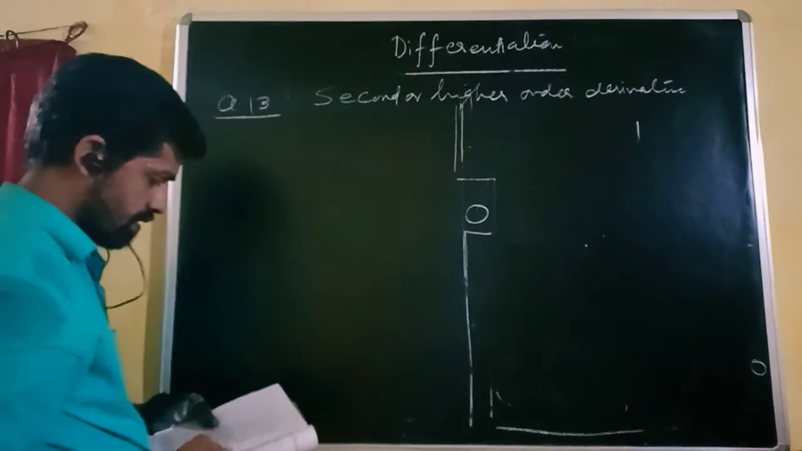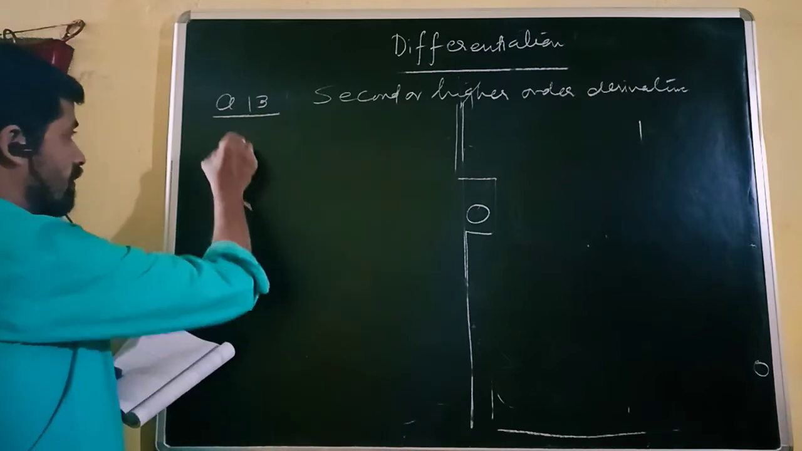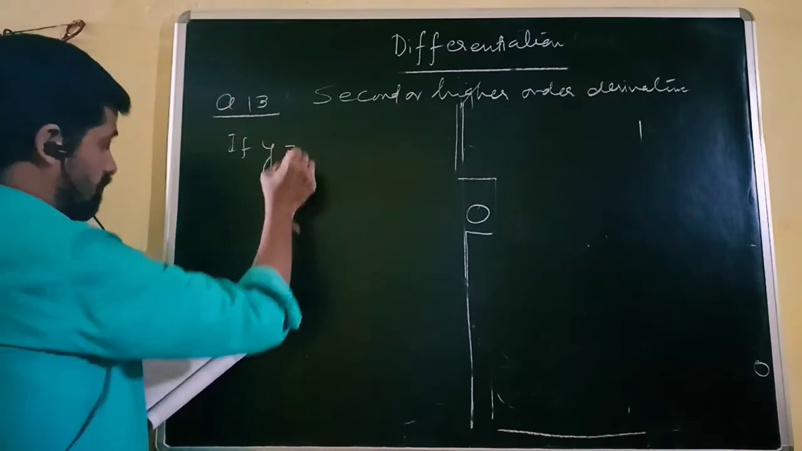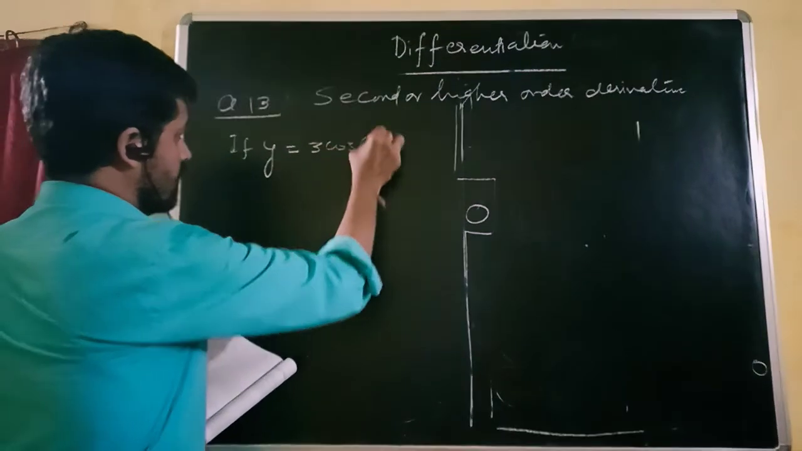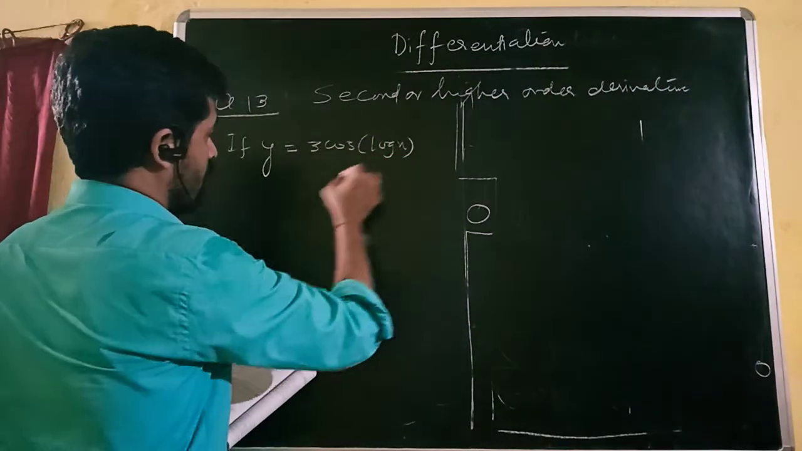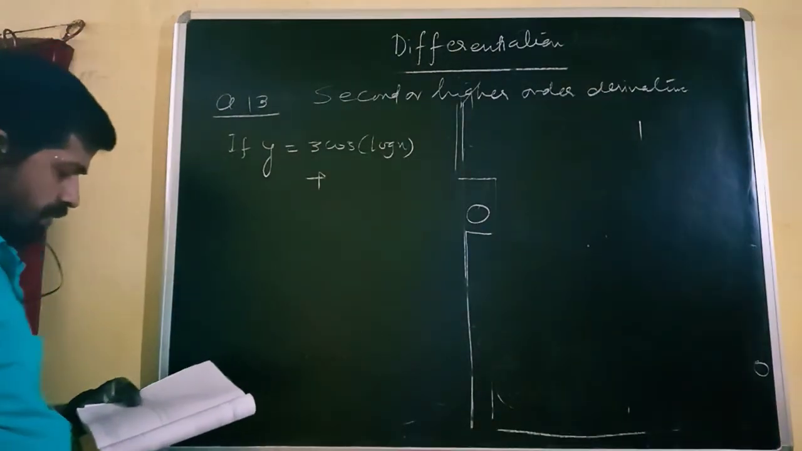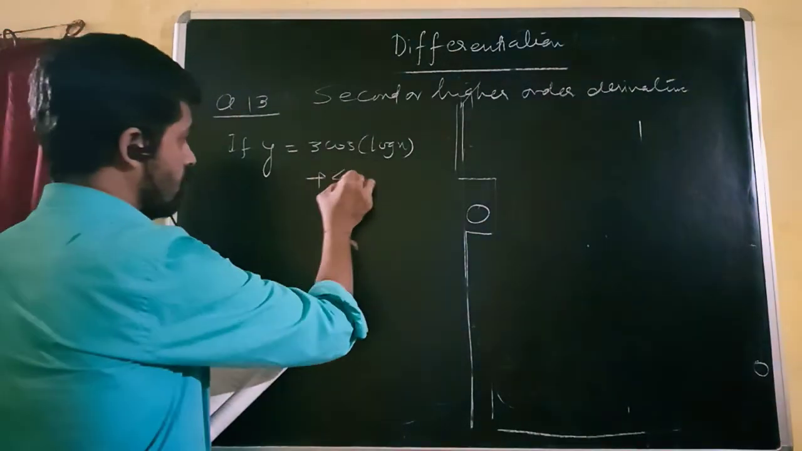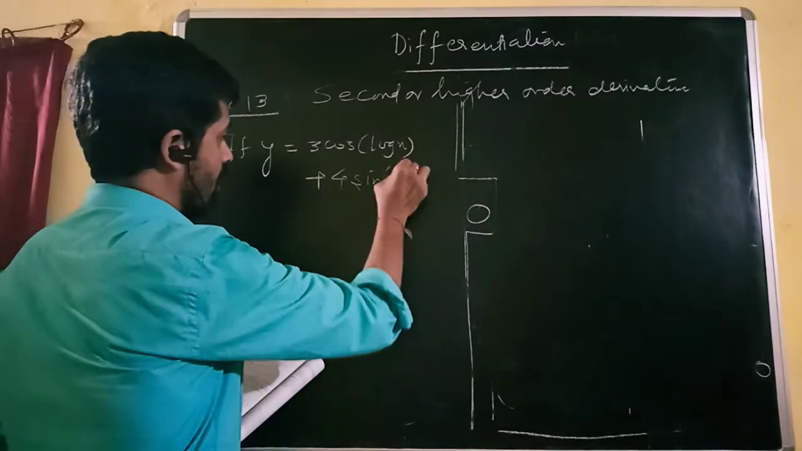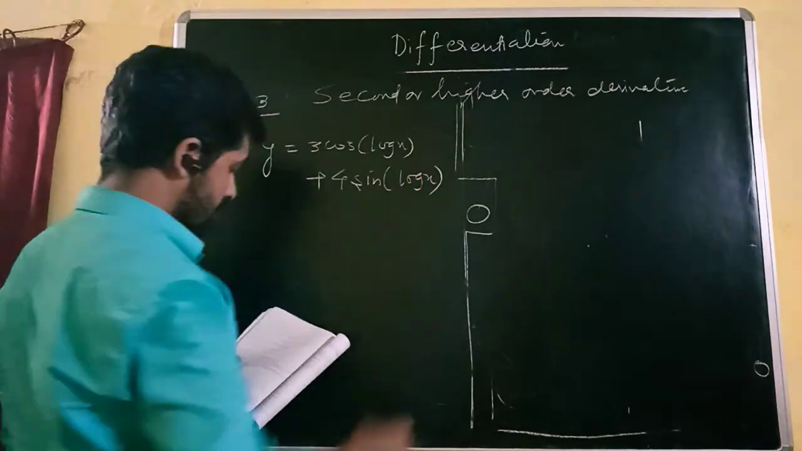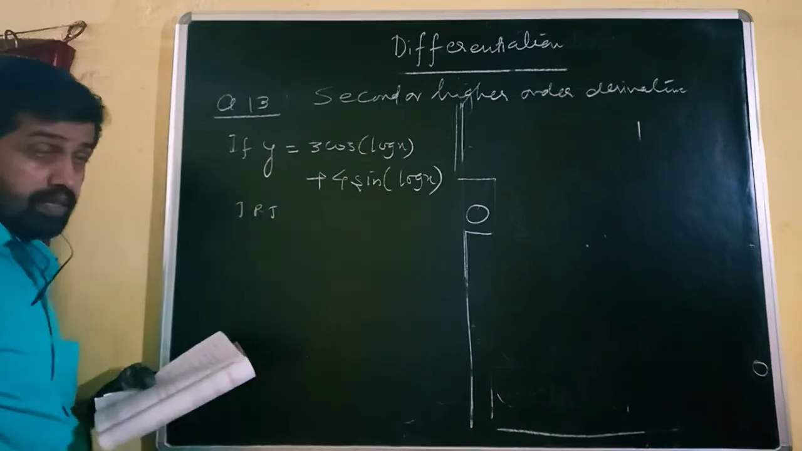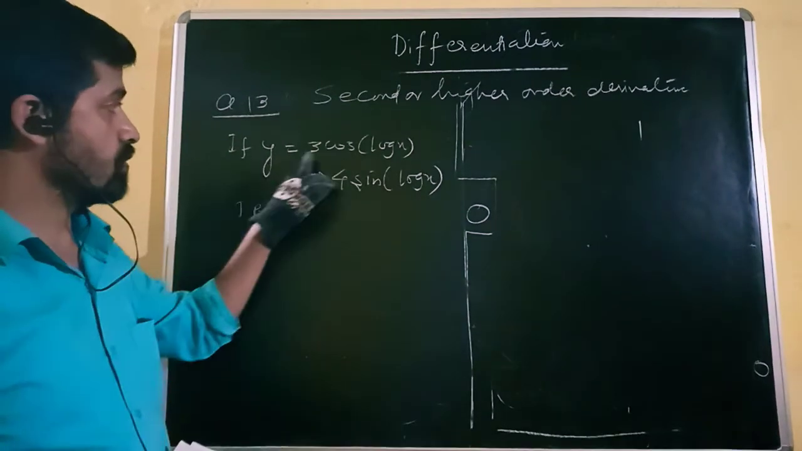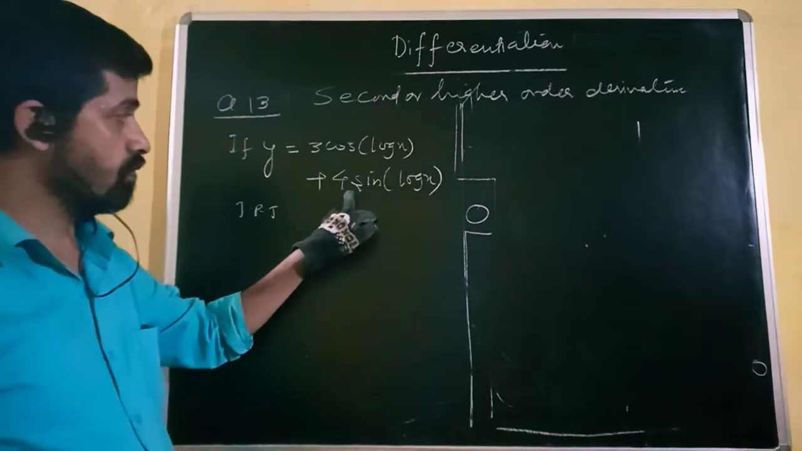Question number 13 is that if y equals 3 cos log x plus 4 sin log x, then prove that. The question is: y equals 3 cos log x and 4 sin log x.